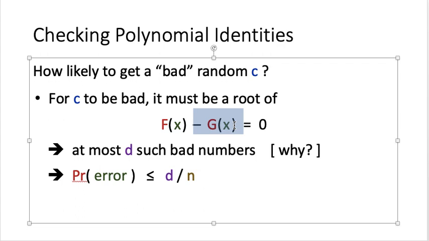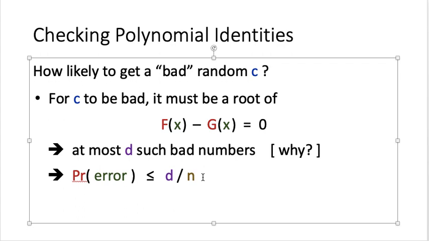If they don't match in their degree, then we can tell they are different immediately. So assume that both of them agree in the highest degree. In that case, f of x minus g of x will be a polynomial of highest degree d. And by the fundamental theorem of algebra, we know that such a polynomial has at most d roots. These roots could be real, could be complex, could be integral, whatever, but there are at most d of them. Because of this, and since we are selecting a random number from n possible numbers, the chance of getting an error must be at most d over n.